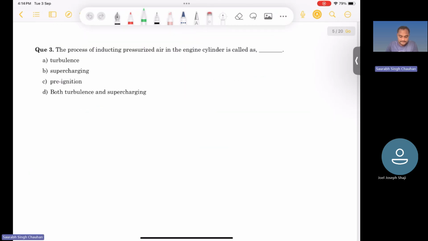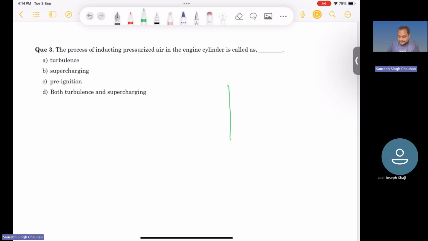Question number 3. It says that the process of inducting pressurized air in the engine cylinder is called as turbulence, or supercharging, or preignition, or both turbulence and supercharging. Let's try to understand the question first.